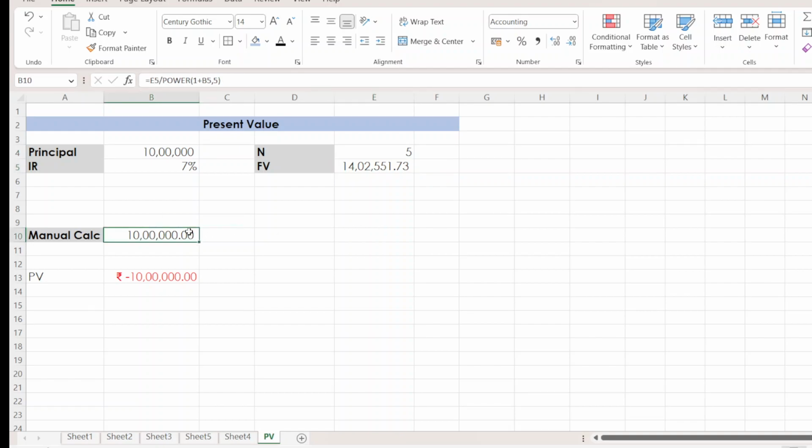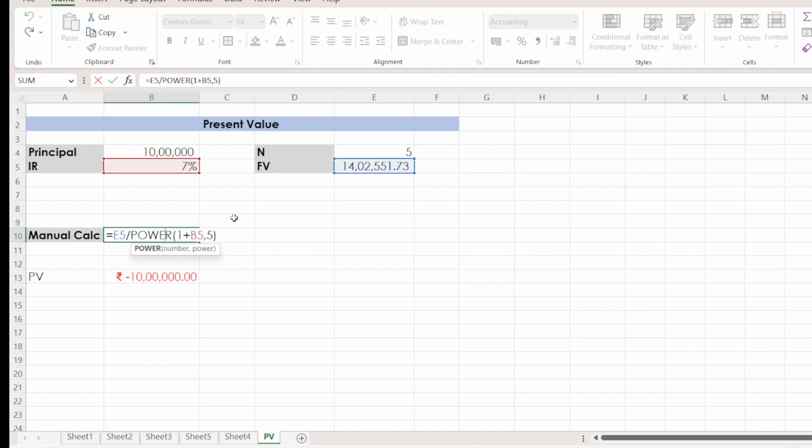You divide the future value by, again, what we did initially: the principal amount times (1 plus r by 100) to the power n. The same factor is called the discounting factor. Now we have to divide by that. Initially principal times (1 plus r by 100) to the power n, that's 5 years. How do you get discounted back?